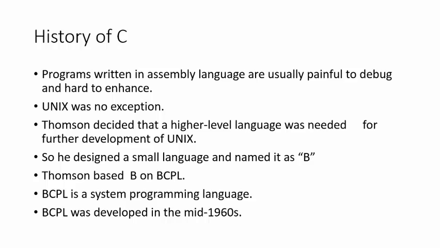And Unix was no exception because it was designed in assembly language. So Thompson decided that a higher level language was needed for further development of the Unix operating system. So he designed a small language and named it B. He designed this B language based on BCPL. There was another language at that time used for system programming, known as BCPL. So based upon BCPL, Thompson designed a small language known as B language. It is a sort of high level language.